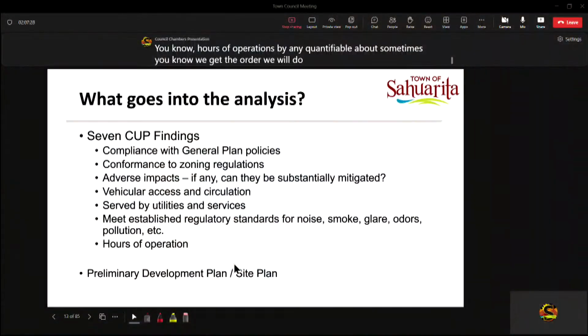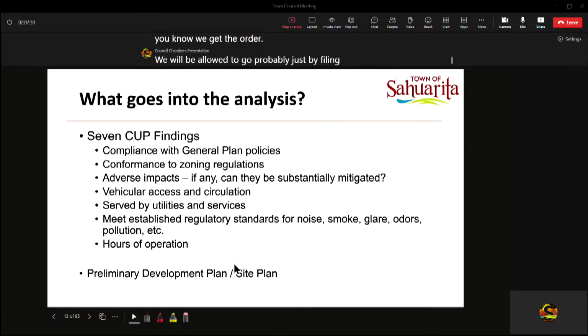And again, they can be quantifiable. Hours of operation can be quantifiable, but sometimes you're allowed to impose flexibility. Next, please.